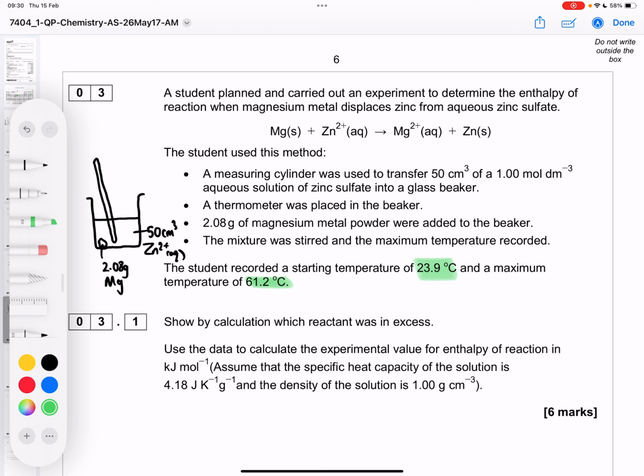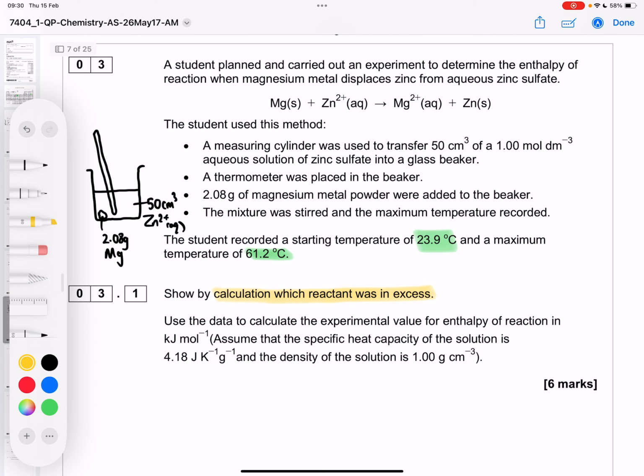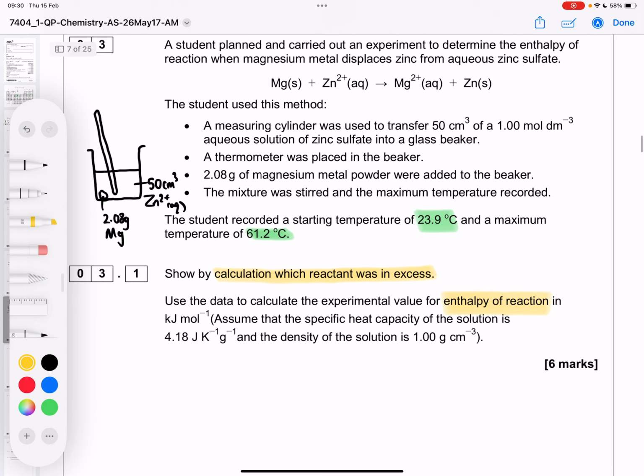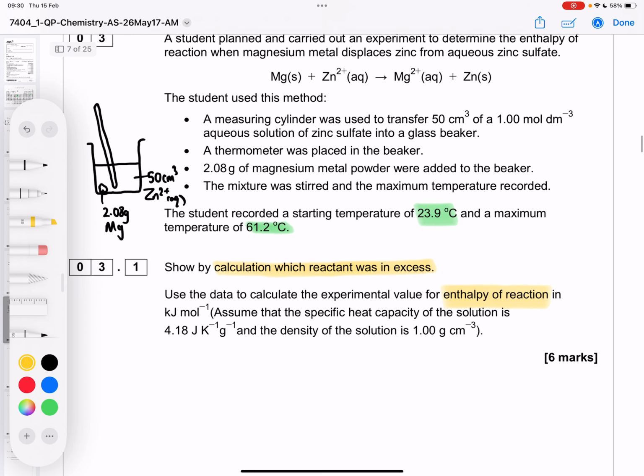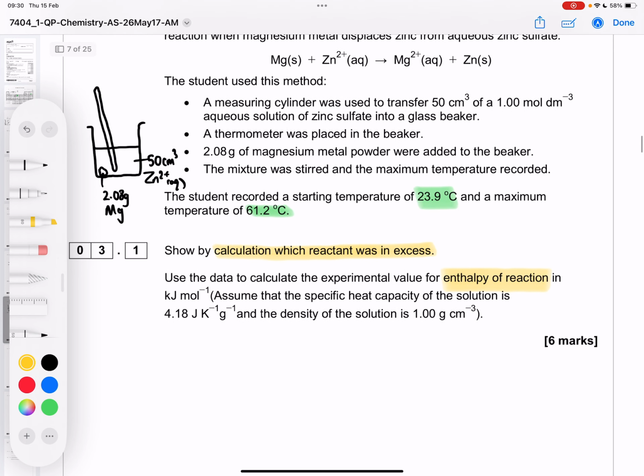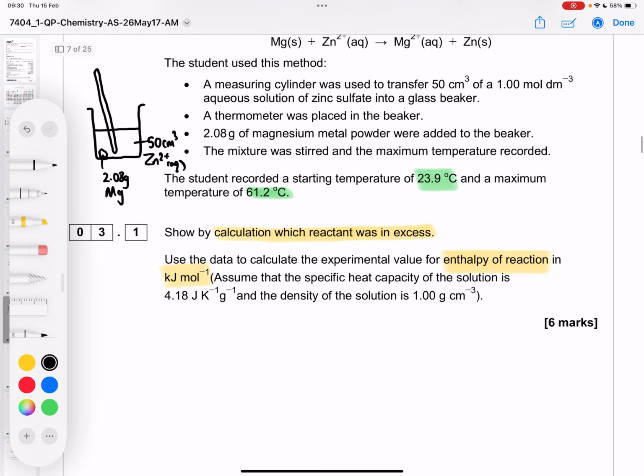And then it asks us to show by calculation which reactant was in excess. So we need to calculate the moles of each of the magnesium and the zinc sulfate. And then we're going to use the data to calculate the enthalpy of this reaction. So this is linking to required practical 2, measuring an enthalpy change. So we're trying to remember the practical procedure as well. We've got the specific heat capacity of 4.18 and we're assuming that the solution is 1 gram per centimetre cubed.